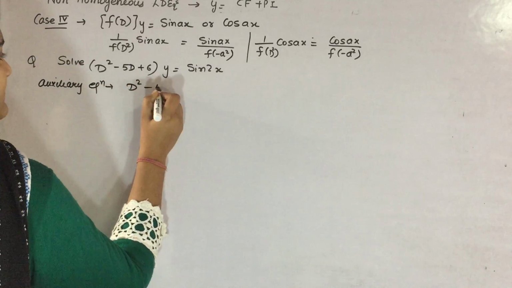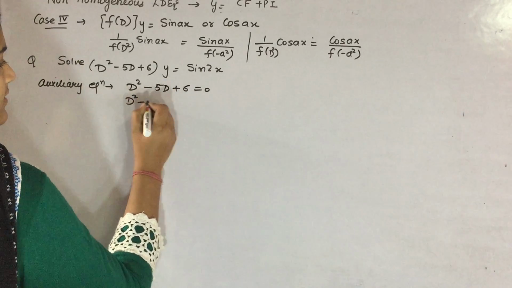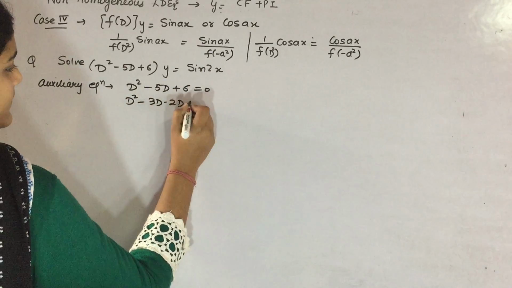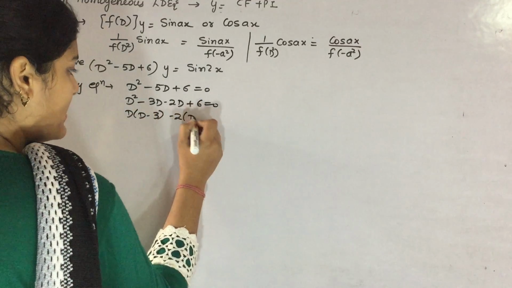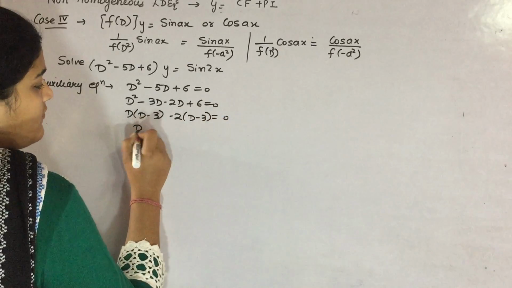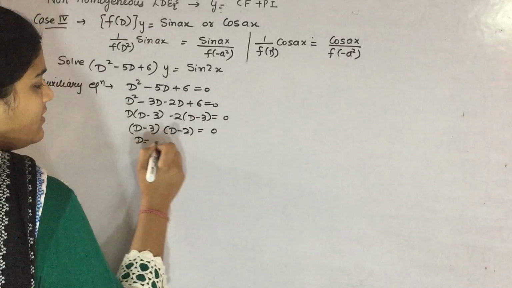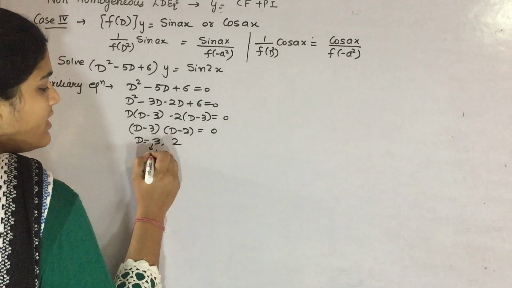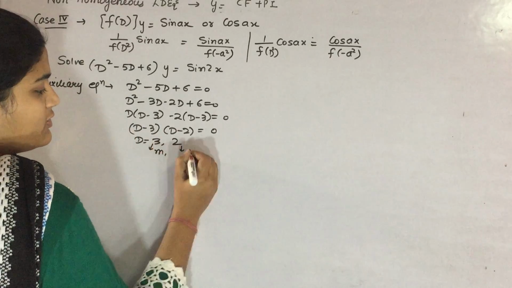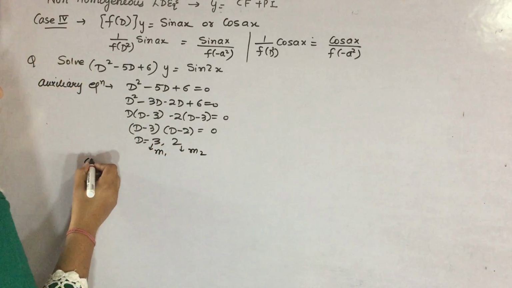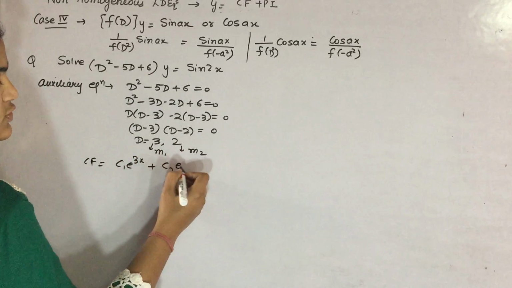D squared minus 5D plus 6. Solve it. D is common, D minus 3, minus 2 is common, D minus 3. If you take D minus 3 common, D minus 2, D will become 3 and 2. This is your m1, this is your m2.